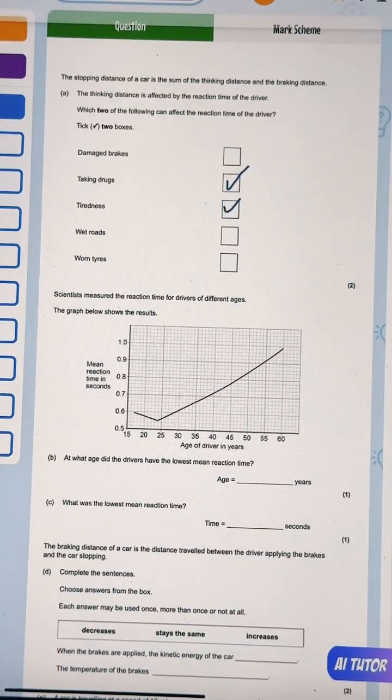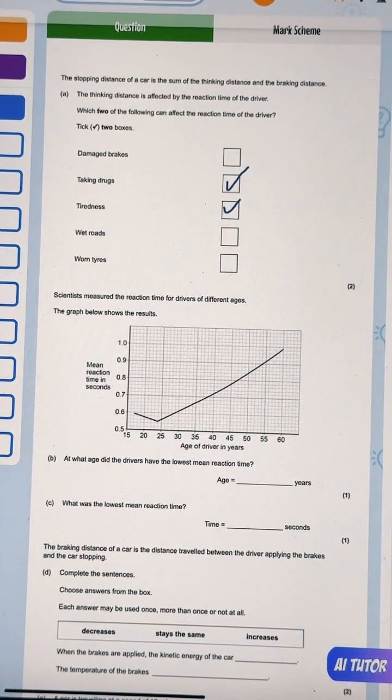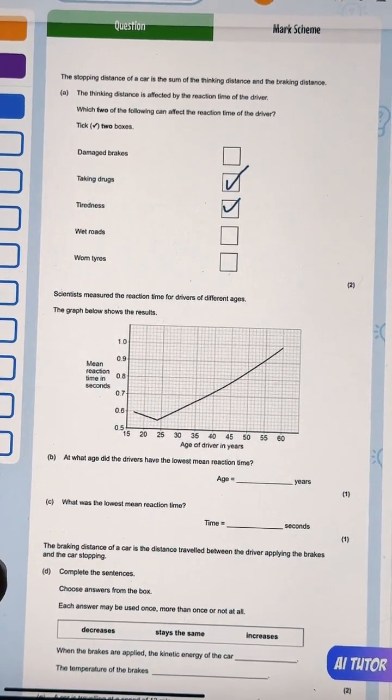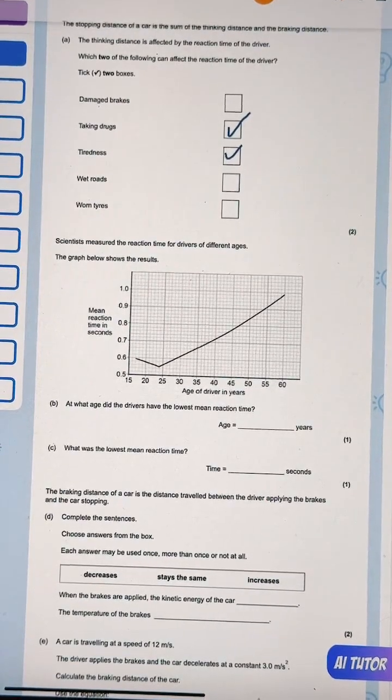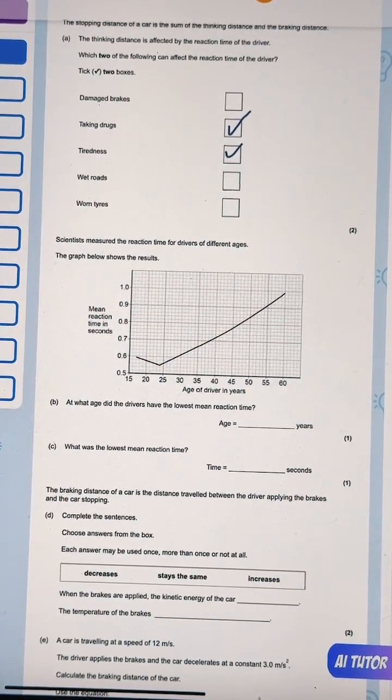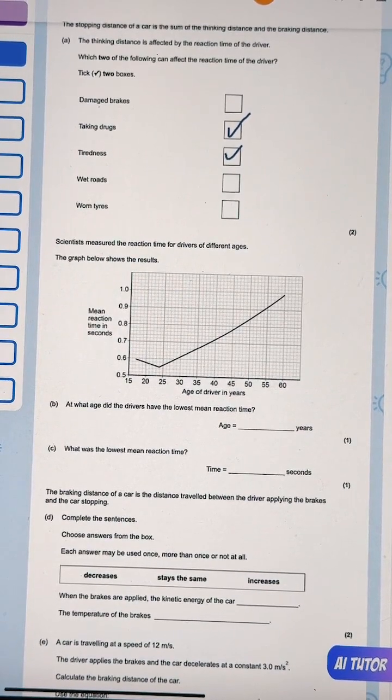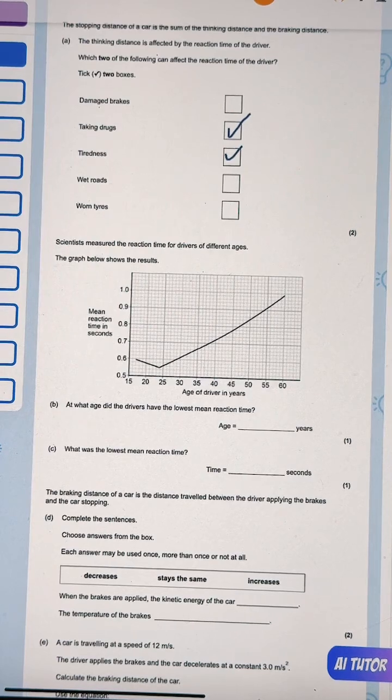Okay. Scientists measured the reaction time for drivers of different ages. The graph below shows the results. So you can see this graph here, it's mean reaction time in seconds against the age of the driver in years. And it says, at what age did the drivers have the lowest mean reaction time?